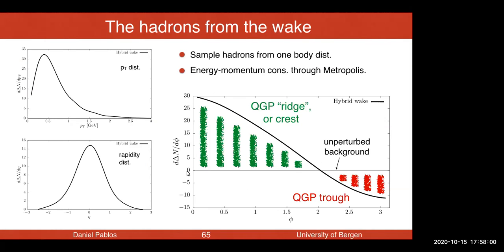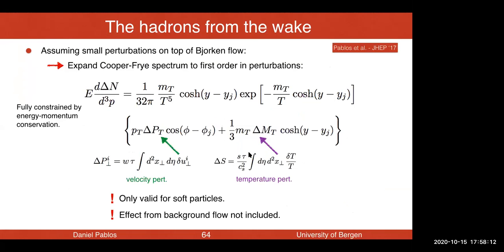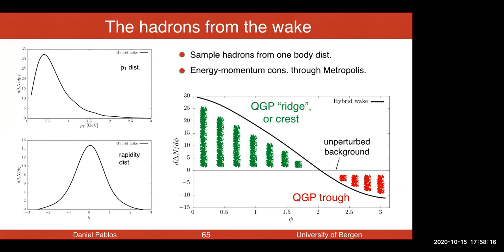And this already has some very nice features. Like, for instance, the distribution as a function of the angle can become negative, which means there is a depletion of particles in the direction opposite to the boost of the jet. It's precisely this cosine phi function here. So there is a depletion of particles in the medium in the direction opposite to the jet, which is completely natural because of the diffusion wake.